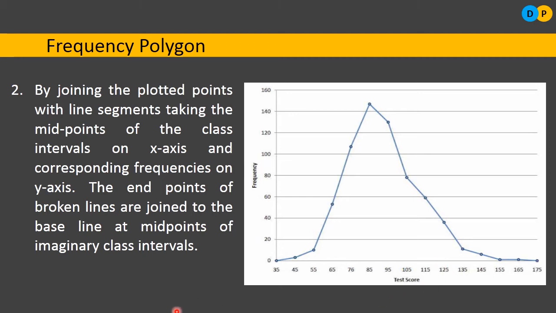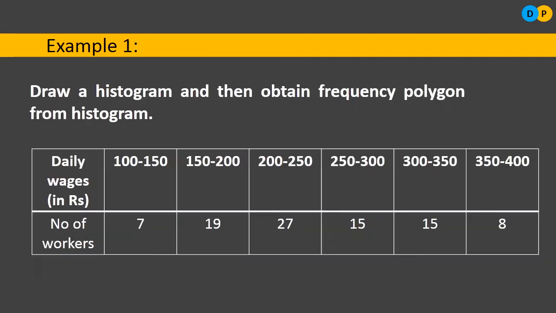The same concept will be followed here also. If there are any broken lines, these need to be joined to the x-axis. How are they joined? Just like the earlier case, you will consider imaginary class intervals, and we will join the line segments to the imaginary class interval midpoints. So in total there are two methods, or two cases, that can be followed for a continuous frequency distribution. Now let us consider the first example.